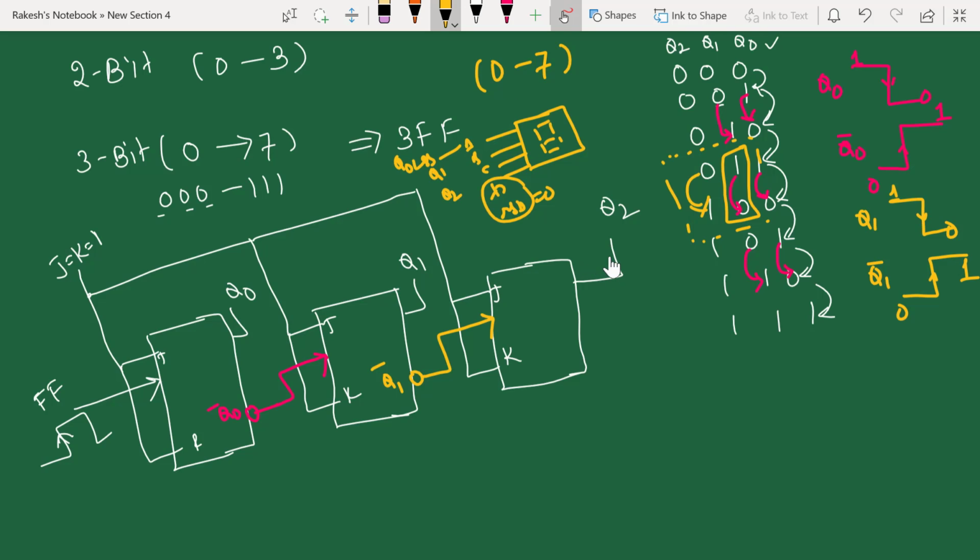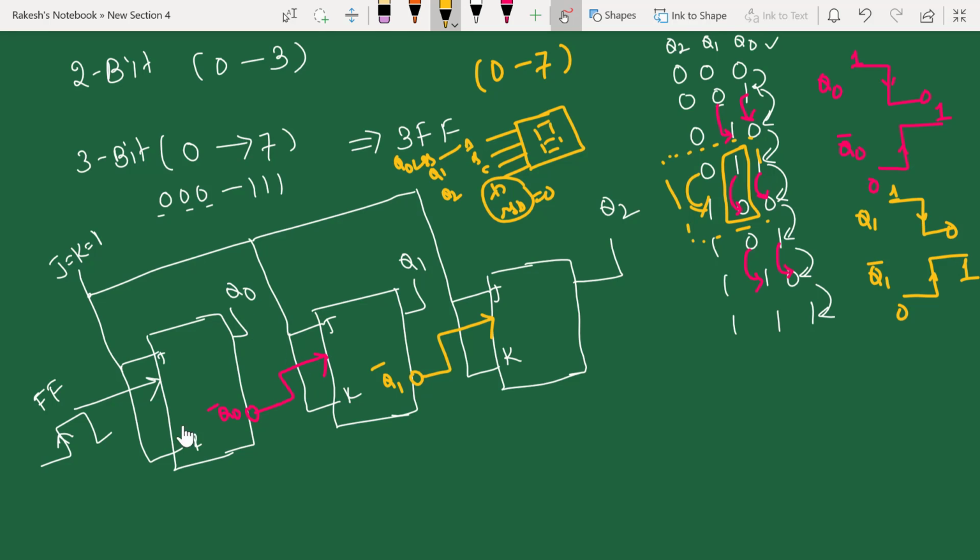The only logic you should remember is under which condition your first flip-flop will toggle. The first flip-flop will toggle for every clock cycle. If you look here, it alternates 0 and 1. Your second flip-flop will toggle only whenever your Q0 bar moves from 1 to 0. This will happen only whenever your Q0 moves from 1 to 0.